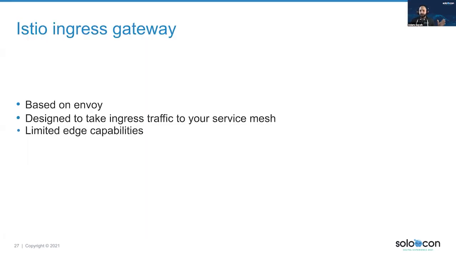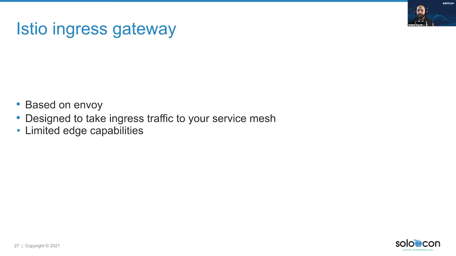So first, what is the Istio ingress gateway? The Istio ingress gateway is based on Envoy. It's designed to take incoming traffic from outside the cluster directly to your mesh. It has limited edge capabilities. You don't have transformation, you don't have out-of-the-box authentication, and you don't have all the features we saw at the edge.